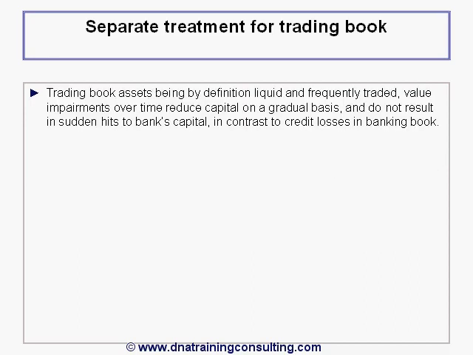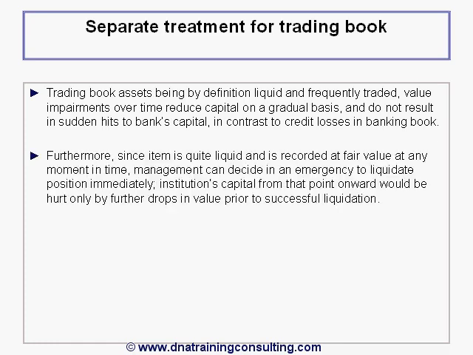Since trading book assets are, by definition, liquid and frequently traded in the secondary market, impairment in their value over time reduces capital on a gradual basis and does not result in sudden hits to the bank's capital, in contrast to credit losses in the banking book. Furthermore, since the item is quite liquid and is recorded at fair value at any moment in time, management can decide in an emergency to liquidate the position immediately and would see the institution's capital from that point onward diminished only by any further drops in its value prior to successful liquidation.